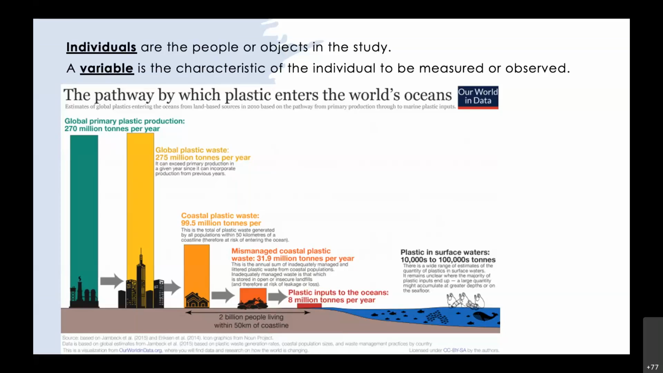Okay, so we want to know surface or deep water? No. Shafika. The individuals are plastic because you want to know what happened to the plastic. Okay. The second one is the variables, pemboleh ubah, something that can be measured and observed. What can we measure from the plastic?